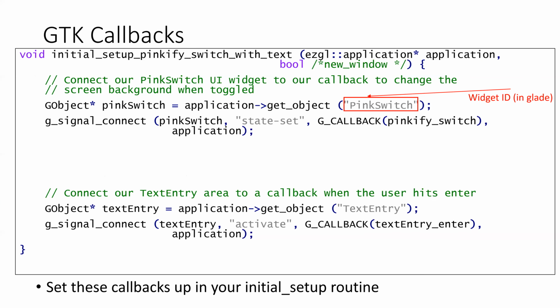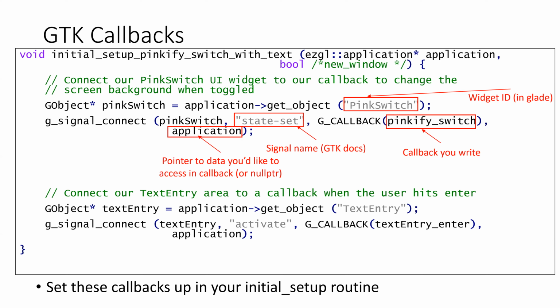Okay, so you have this ID that you gave it in Glade. You use getObject to get a pointer to that. And then you're going to pass that pointer to the widget into G-Signal Connect. You're also going to pass in, well, what signal? Like, when do I want this callback called? You have to actually say what is the name of the function that should be called, and you have to write that. And then the last thing is a pointer to anything.